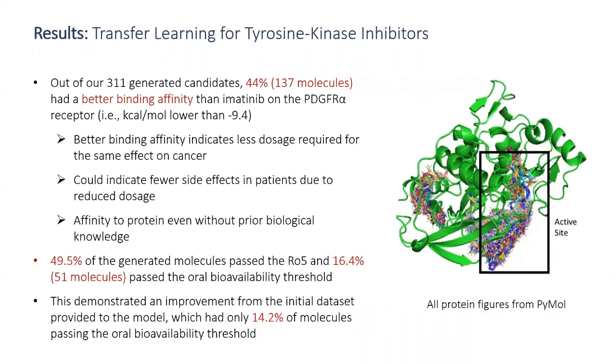And what we found is that 44% of our generated molecules had a better binding affinity than the current state-of-the-art drug imatinib on the PDGFR alpha receptor. And this indicates that less dosage of the drug would be required for the same intended effect on the tumors. And this is also important since it could indicate fewer side effects would be seen in patients due to a reduced dosage.